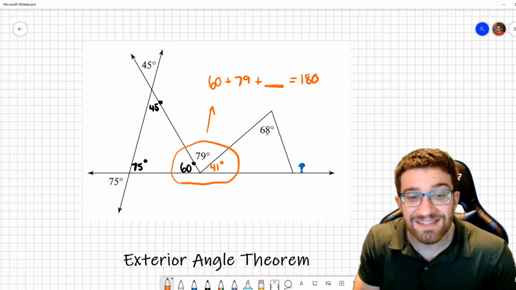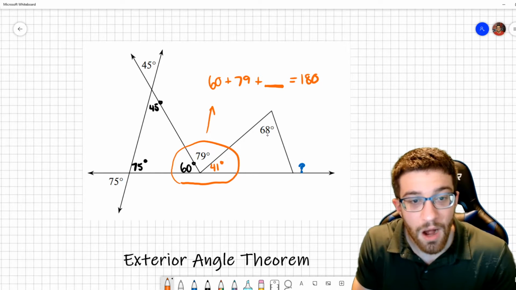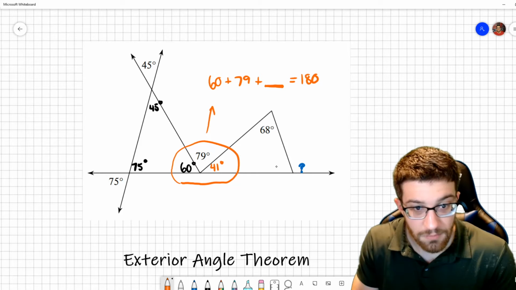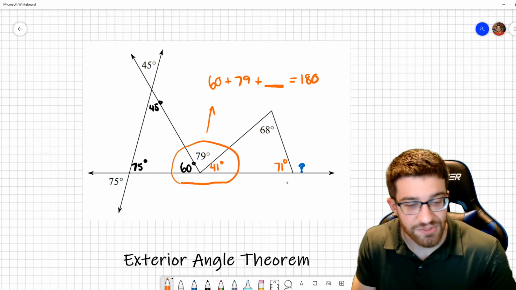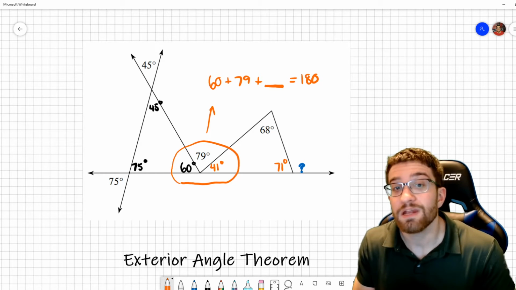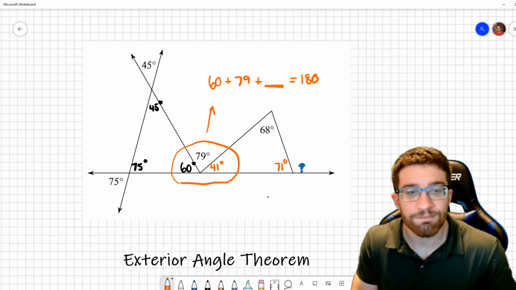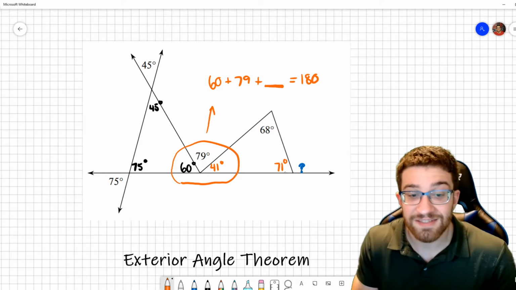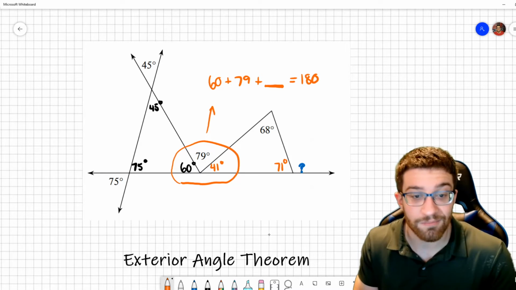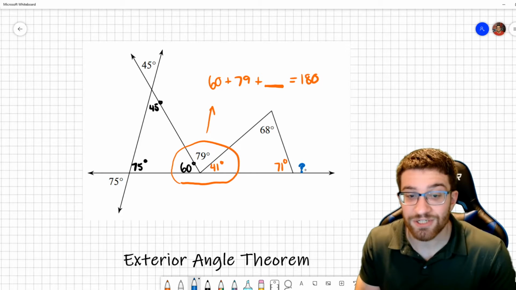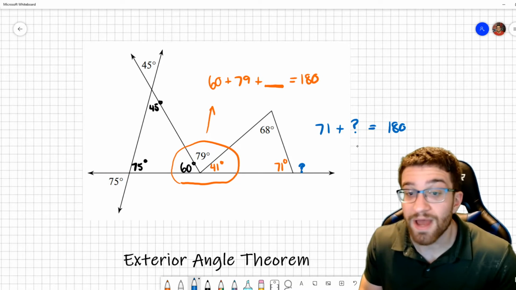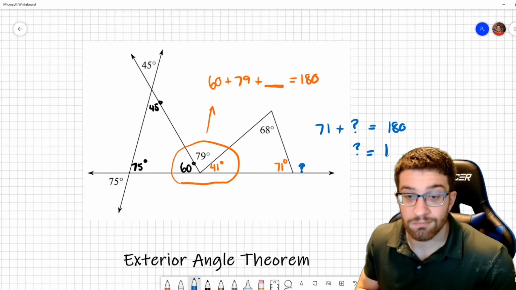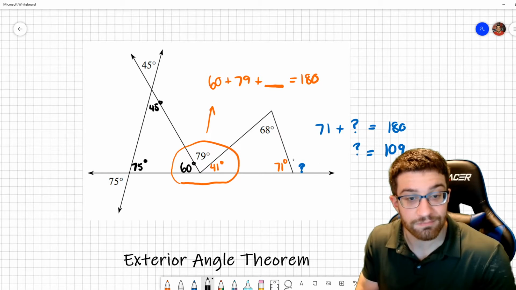41 and 68 together are 109, meaning the last angle is 71 degrees, because again, it has to add up to 180. I'm just doing some mental math for that one. I'm hoping that, after a whole unit of doing this, you all can do the same. And then it's a linear pair with that question mark angle. 71 plus question mark equals 180. Question mark has to be 109. And that's the answer to the problem.